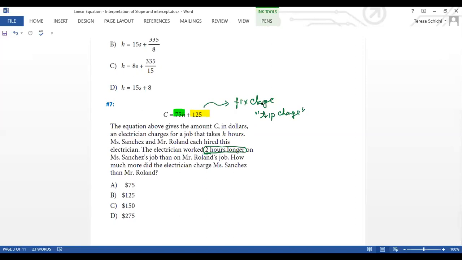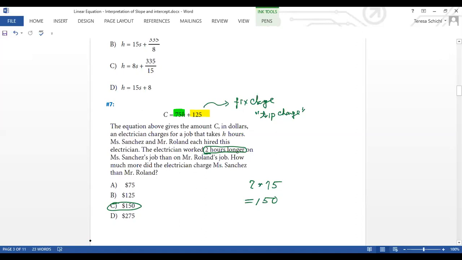So the $75, this is the slope. How do we interpret that? Every unit change in H, the C is going to change, right? So if it's 2 hours longer, how much do I need to pay? It will just be 2 times 75. So Mrs. Sanchez needs to pay $150 more, right? But they both need to pay the 125. 125 is the fixed charge. It has nothing to do with how many hours you work, right?